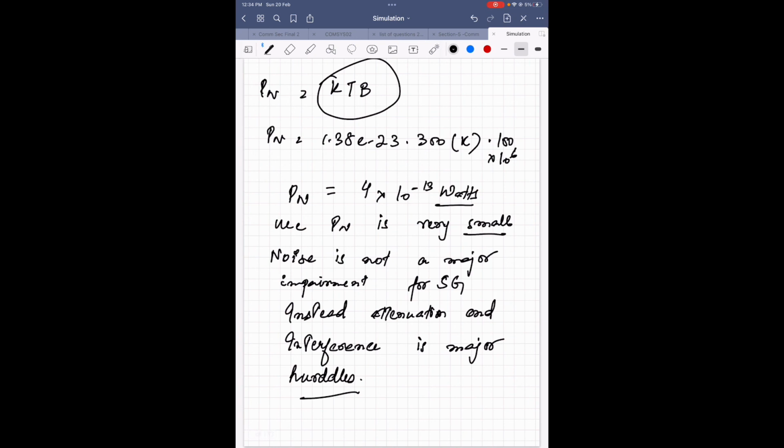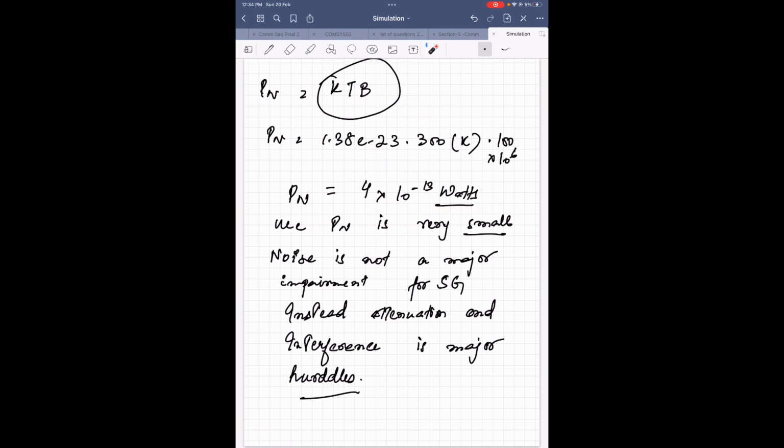So what are the typical values of the noise power in a 5G communication channel? The Boltzmann constant is 1.38 into 10 raised power minus 23. Temperature is around 300 Kelvin, and the band is 100 megahertz. So this comes down to a power of 4 into 10 raised power minus 13 watts. So this is very low power as far as our communication channel is considered. You can see the value is very low.